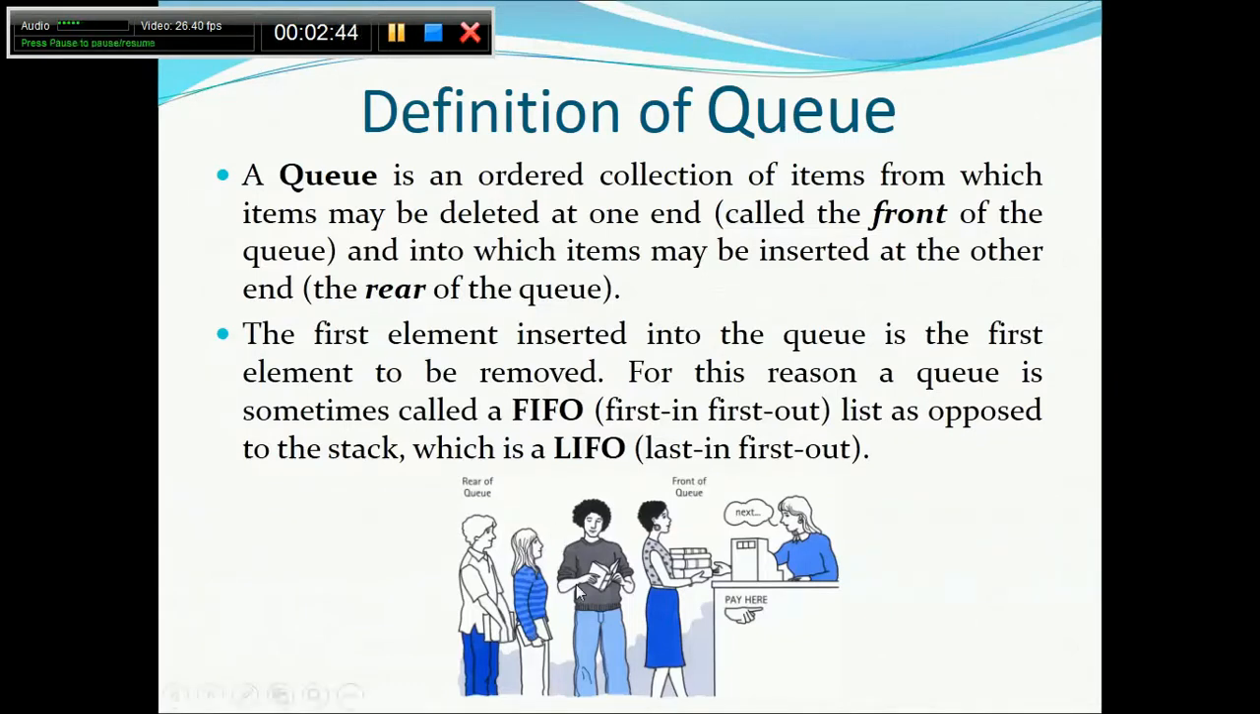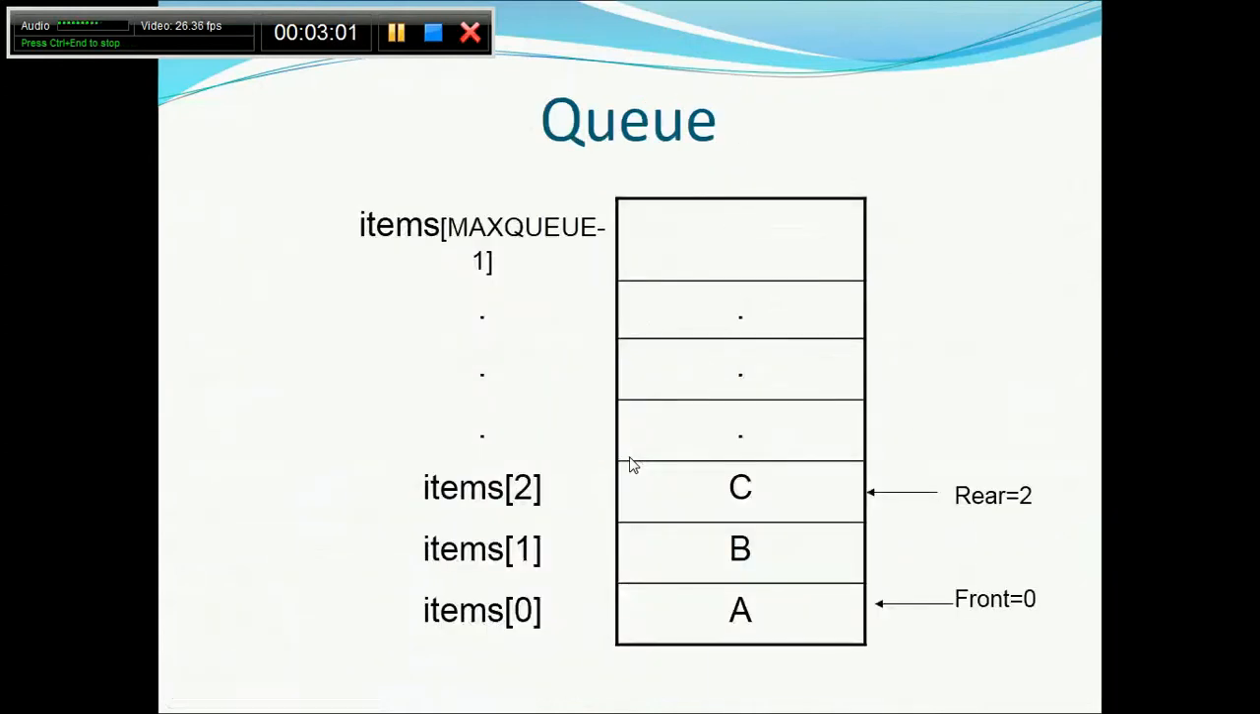You can see here we have human beings in a queue at a particular counter. The last person would be the rear end, and the front would be where you can actually get your item and then leave the counter. So that is the front end of the queue. Now what is the queue? Basically it has two ends, one is the rear end, one is the front end.